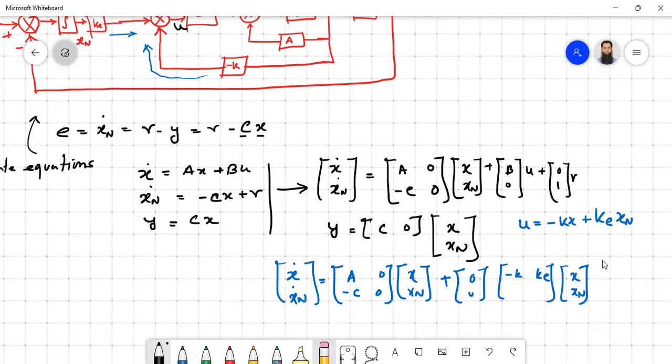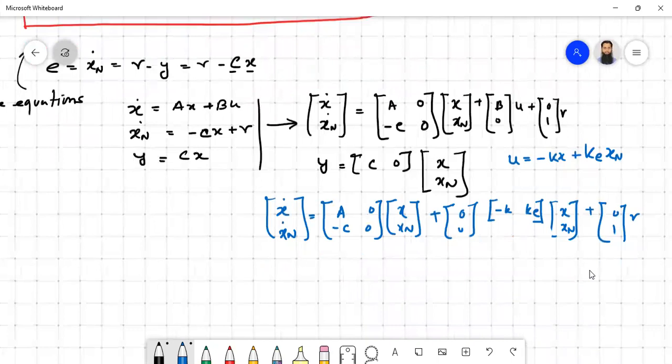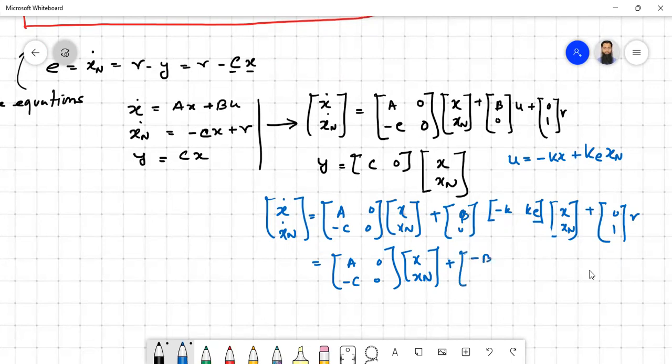Okay, so also we have 0, 1 r. Now do a bit of simplification that will give us a0 minus c0 xn plus, sorry, this was actually b. So minus bk and then bke, 0, 0, x, xn plus 0, 1, r.